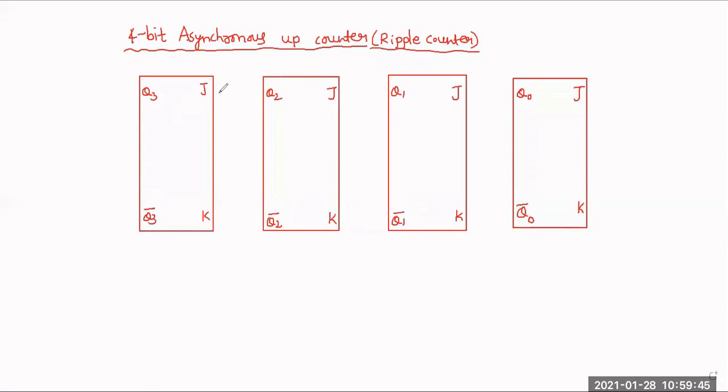Yes sir. So with JK flip flops, is it an asynchronous counter? In asynchronous counters the clock pulse is applied to the first flip flop only. So which clock pulse will I apply? Negative edge triggering. So I apply negative edge triggering as the clock pulse. The output of the first flip flop will act as the clock pulse for the second flip flop, the second flip flop output will act as the clock pulse for the third flip flop, and the third flip flop output will act as the clock pulse for the fourth flip flop. Okay, is that clear?